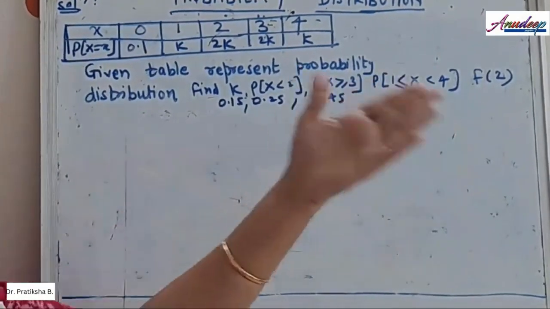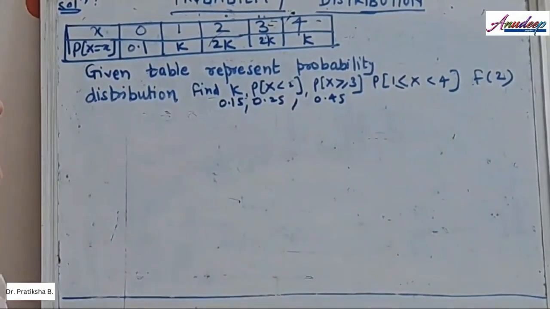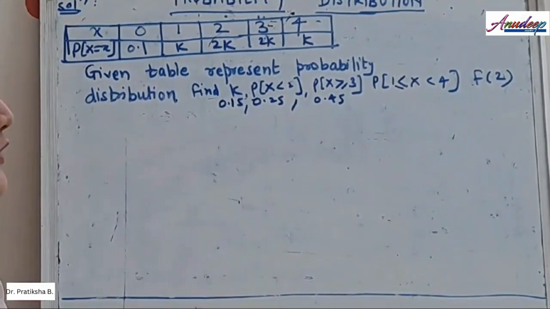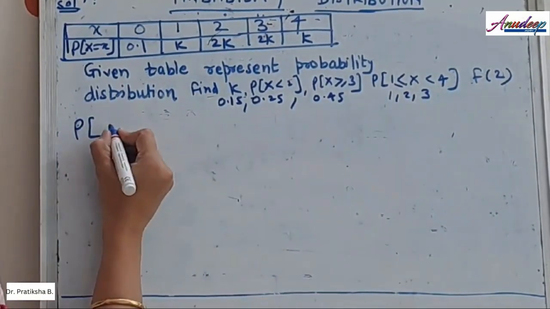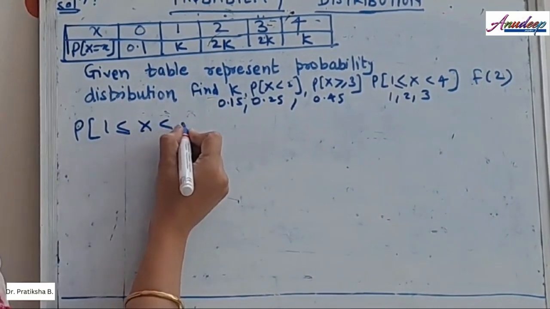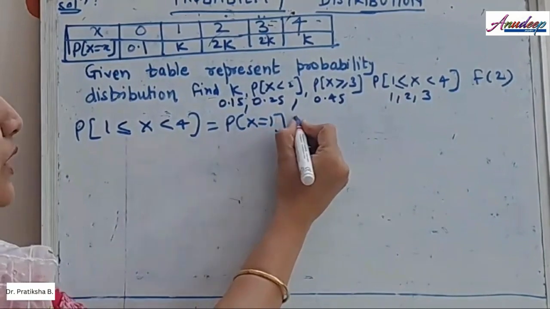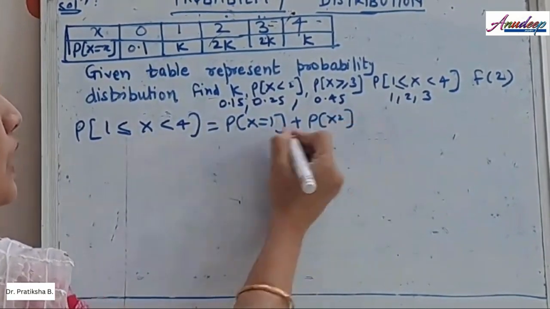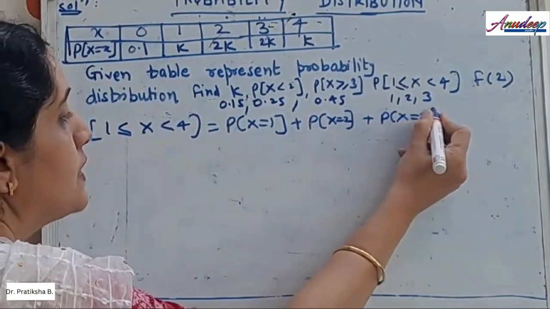So now, first of all, let me identify what are the values x can take. So it is 1 less than or equal to x less than 4. So that means it starts from 1 and it is less than 4. So it is 1, 2 and 3. These are the values the random variable x is taking. So if I want to find out the probability for the range given to you, 1 less than or equal to x less than 4, we are not including 4, right? So x starts from 1, then it takes the value 2 and up to 3.